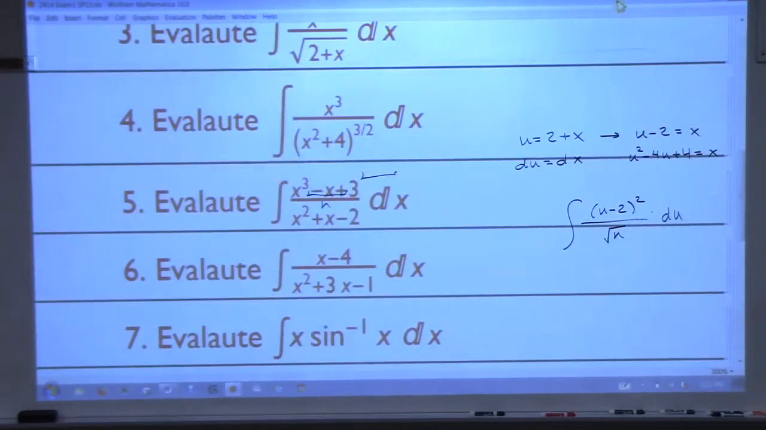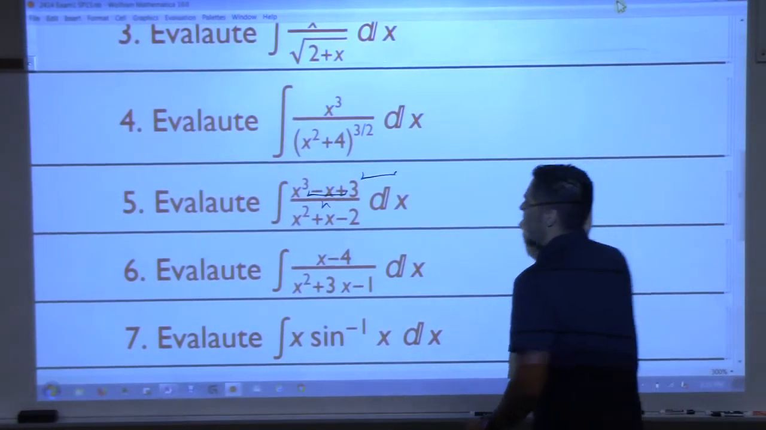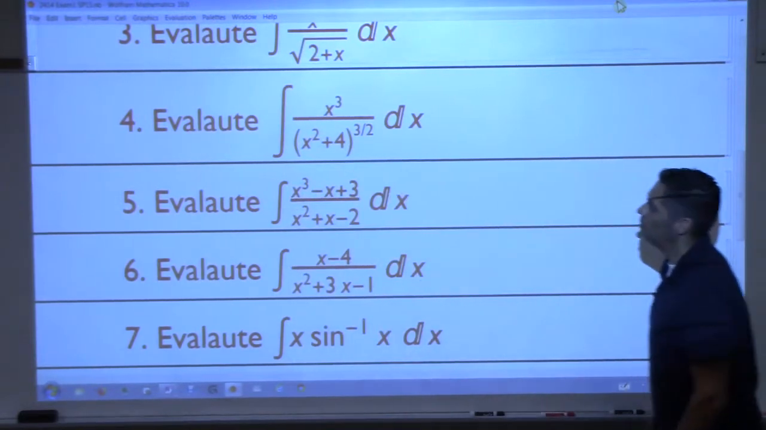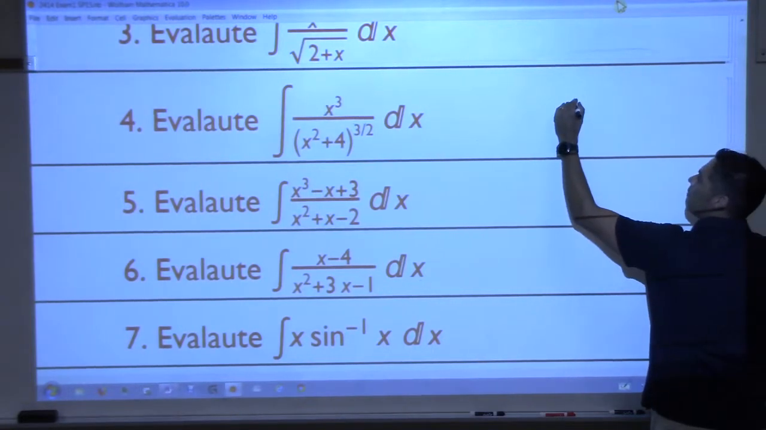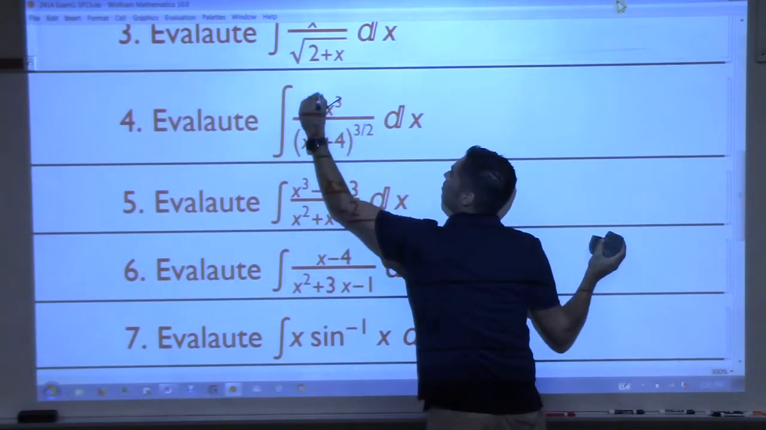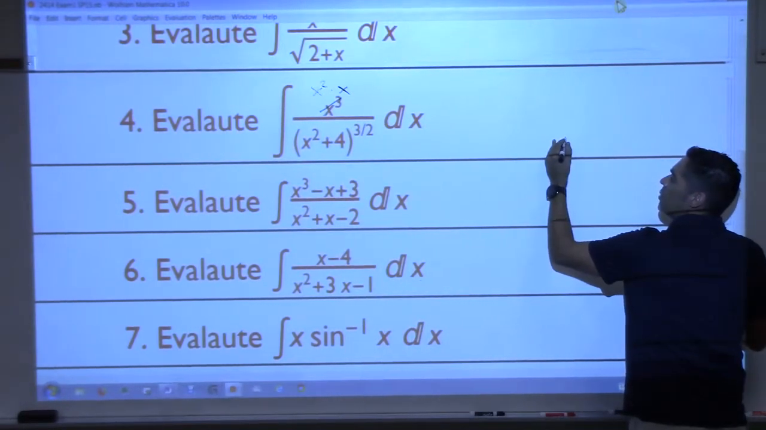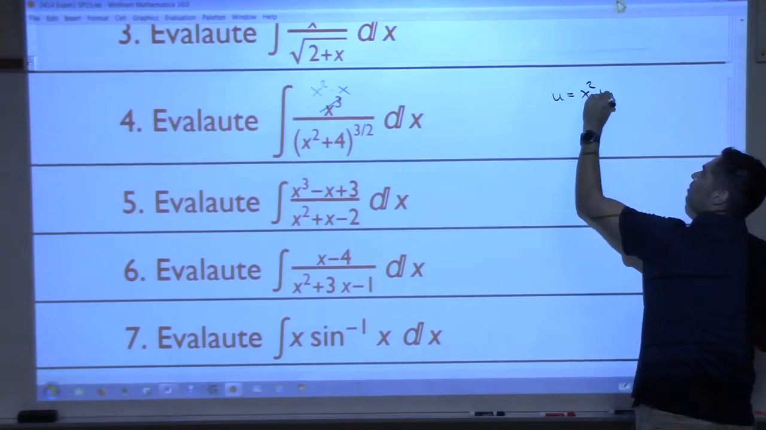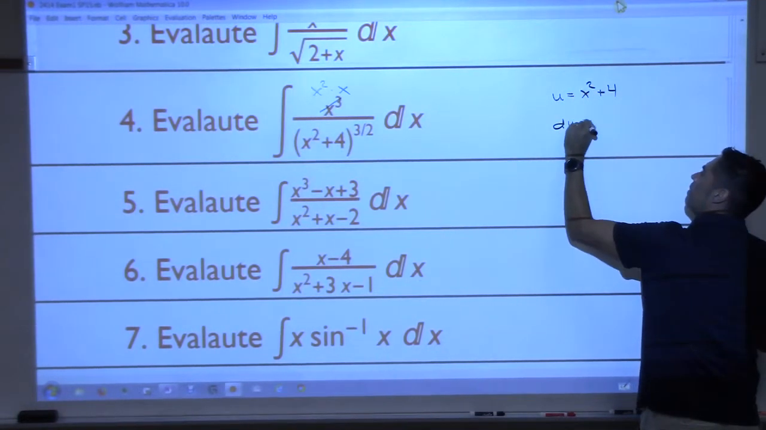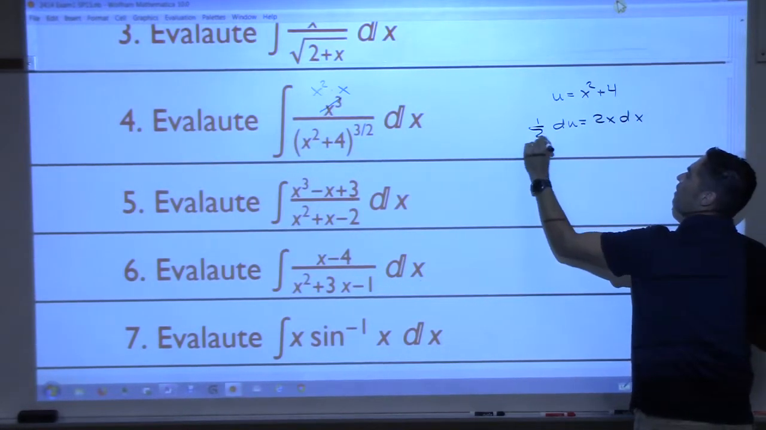Look at that next one. Number 4. What do you think? Yep, you're going to rewrite this x cubed as x squared times x. Now, what are you going to choose as your u? Let's go for x squared plus 4. What's the derivative of that? 2x dx. I don't have a 2, so 1 half kills off the 2.